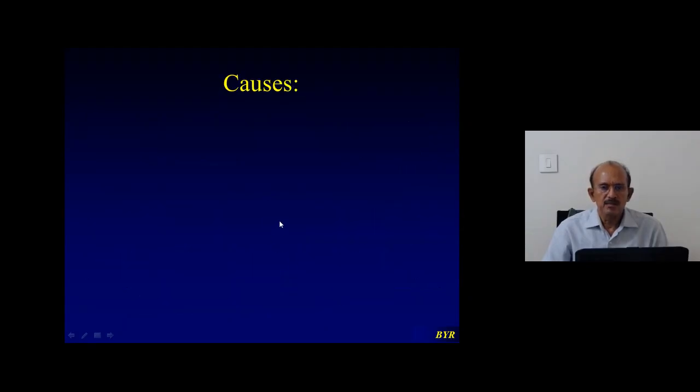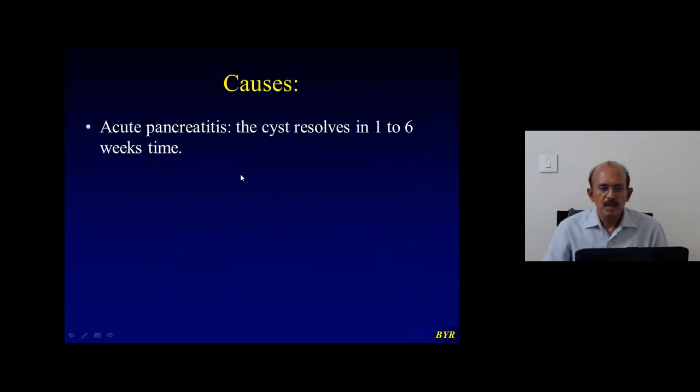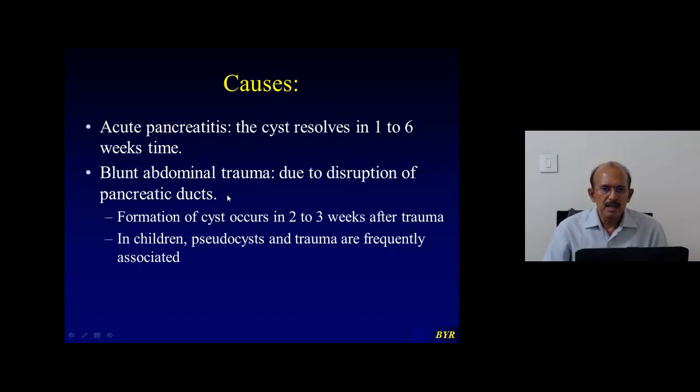What are the causes? The cause being acute pancreatitis. Usually, the cyst resolves in 1 to 6 weeks' time. Blunt abdominal trauma, due to disruption of the pancreatic ducts or ductules. There will be formation of the cyst in 2 to 3 weeks' time after trauma. In children, pseudocysts and trauma are frequently associated. The third cause is chronic pancreatitis.